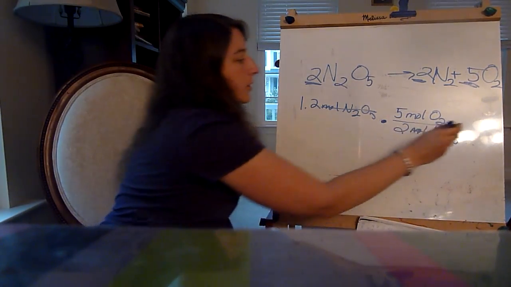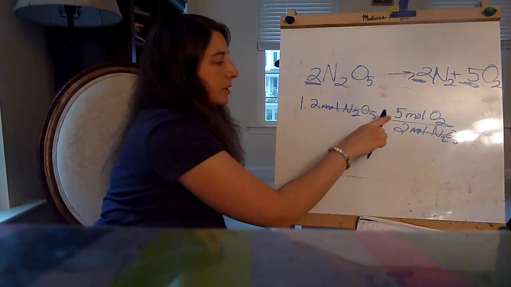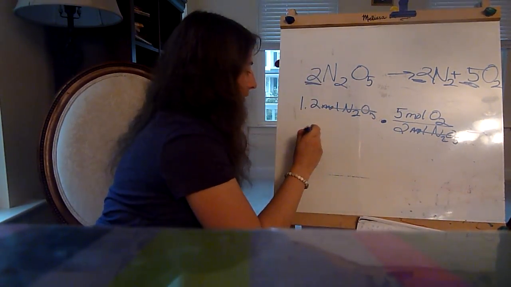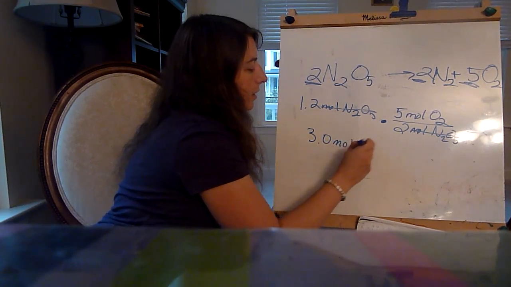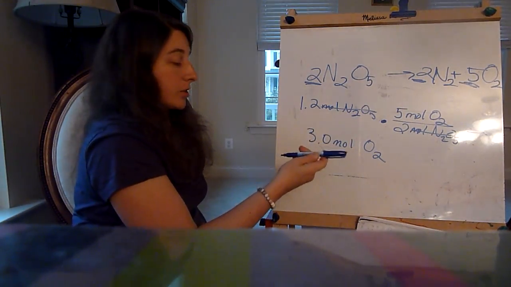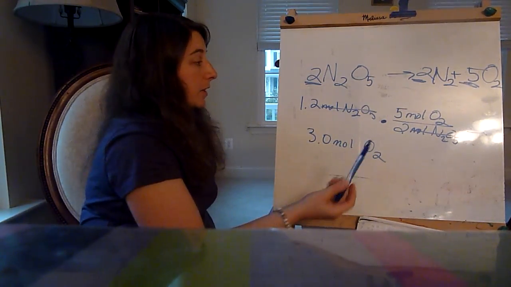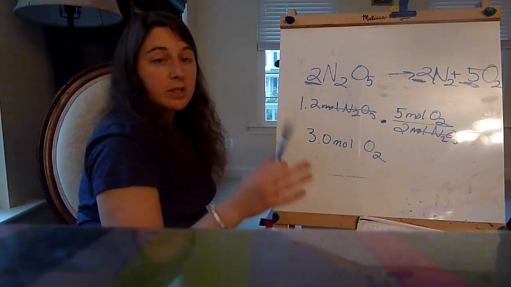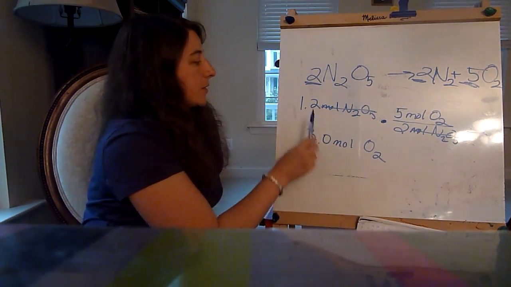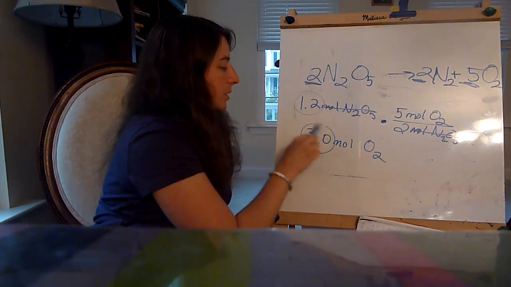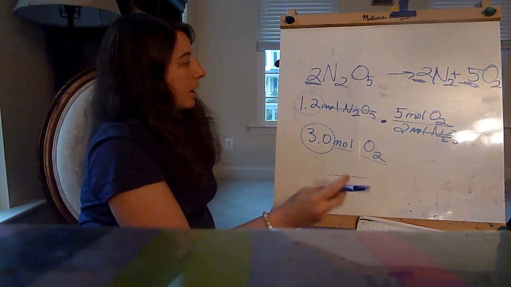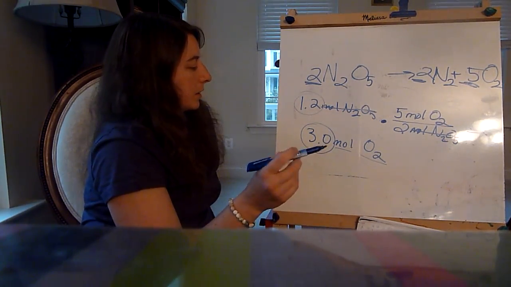So I type into my calculator 1.2 times 5 divided by 2. And I would get 3.0 moles of oxygen would be produced by decomposing 1.2 moles of dinitrogen pentoxide. Keep significant figures. Now these stoichiometric coefficients, of course, are perfect numbers. They aren't just one significant figure, they're perfect. So you don't have to consider them. We have 2 significant figures here, so I'm going to keep 2 in my answer. I have a unit. I tell what chemical I end up with. So that's a complete answer.